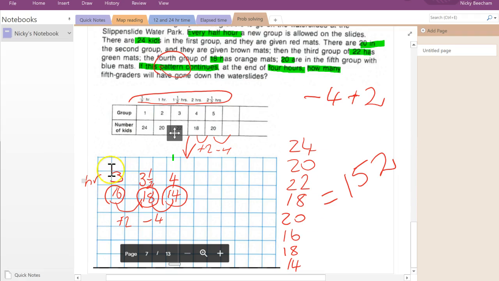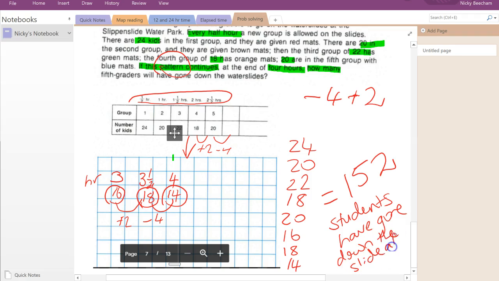Alright, cool. So, boys, thank you. In order to properly answer the question, I need you to write it in a sentence. 152 students or 5th graders have gone down, descended the slide after 4 hours. Fabulous. Well done.